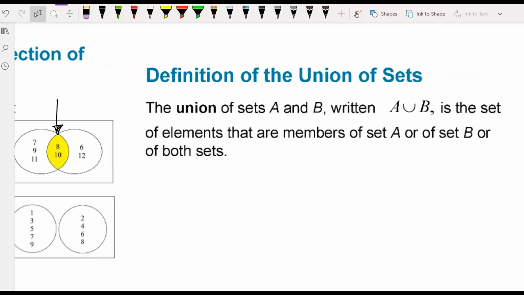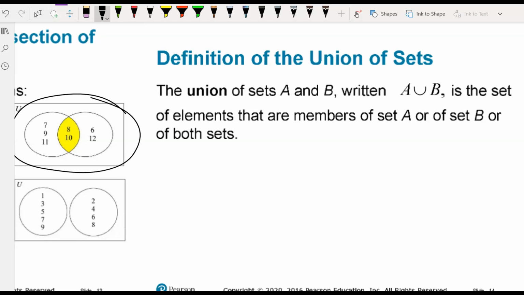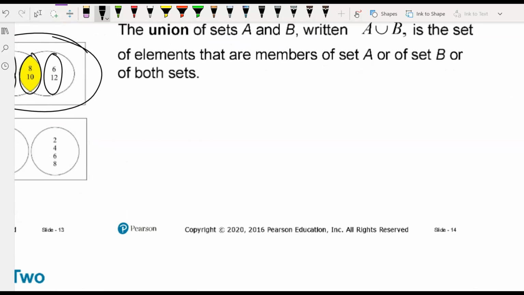All right, the union of sets A and B is written as A, then the big U symbol, B. It is the set of elements that are members of set A or of set B or of both sets. So basically it's going to include everything of your set. For example, if we were looking at this example from the last thing, it would include these numbers and these numbers. So everything in that set that they have together or not together.